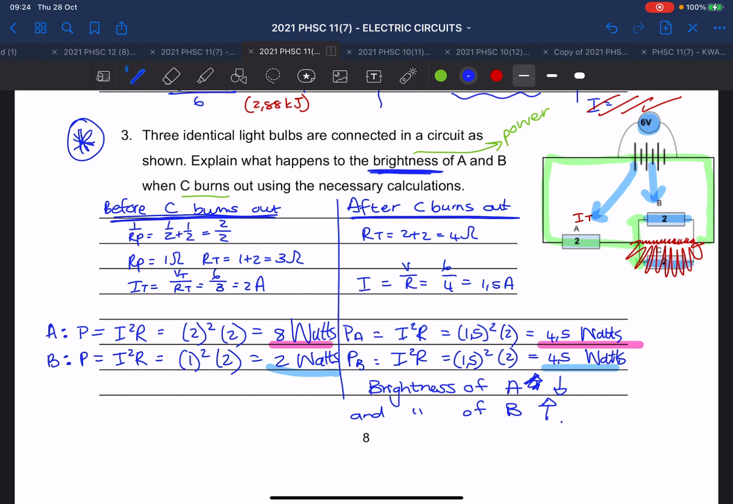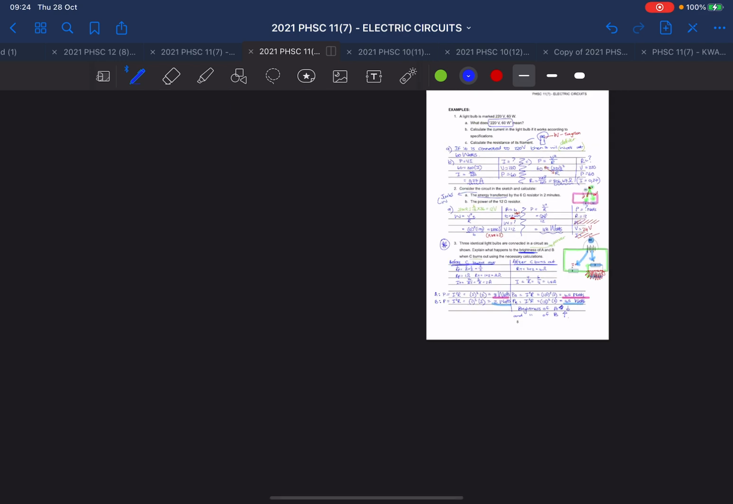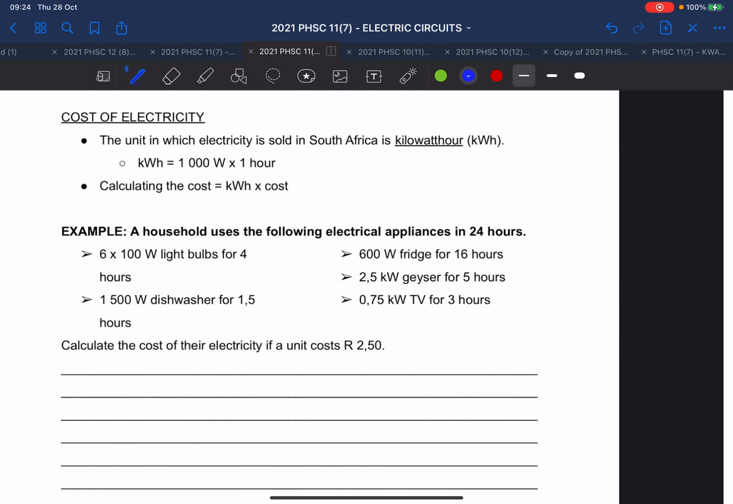Anyway, right. So, in an exam, they will not ask both. In an exam, they'll ask one. They'll say, all right, just compare the brightness of A and B. Then you'll say A will burn brighter than B. Or just compare afterwards. What is the brightness of A and B? Or they will burn with the same brightness. Okay. Right. Then the last bit there is the cost of electricity.